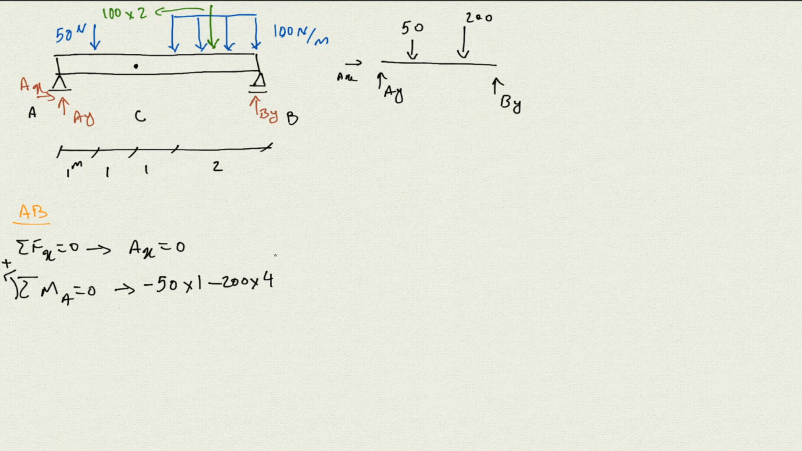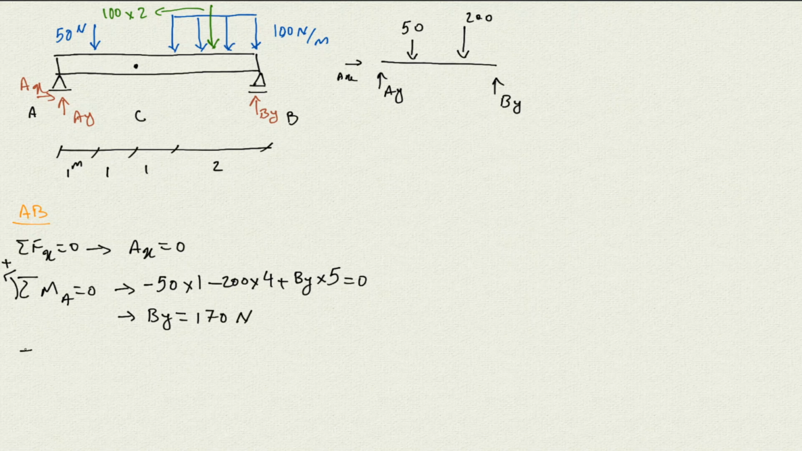And then we have the BY, which is going to be plus. It's going to be BY times the normal distance between B and A, which is 5. And it's going to rotate like that about point A, so it's counterclockwise, so it's positive. And it's going to be 0. So therefore, if we do the calculation, the BY would be 117 Newton.